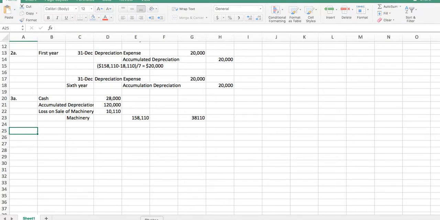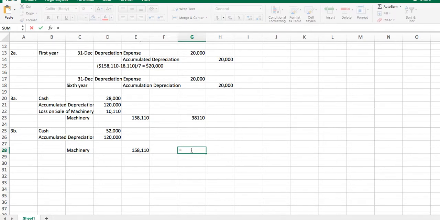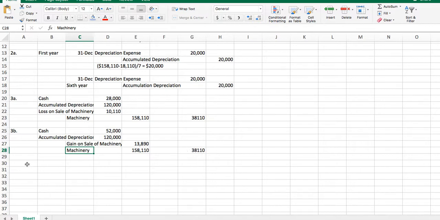Okay, the next scenario, 3B, asks us to do the same calculation, except this time it is sold for $52,000 cash. So cash is $52,000. And you have the same entries. You take the accumulated depreciation off the books, you take the machinery off the books for the same amounts, and then you just have to determine if it was a gain or a loss. And so, again, you can say my book value is $158,110 minus my accumulated depreciation, and so my book value is $38,110. I sold it for $52,000, so I must have sold it at a gain. So I have gain on sale of machinery, and you can calculate that however you want, but that's one way you could do it. $13,890 is the gain on the sale of machinery in that scenario.